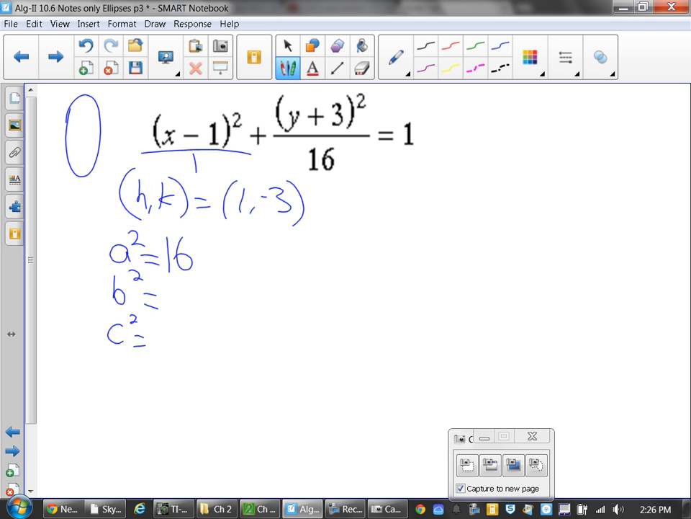A squared is always the bigger of the two. Last time I checked, 16 is bigger than 1. Well, you must probably check.